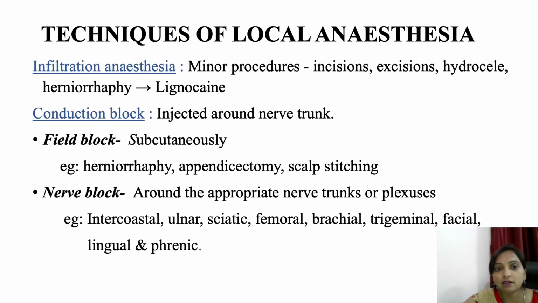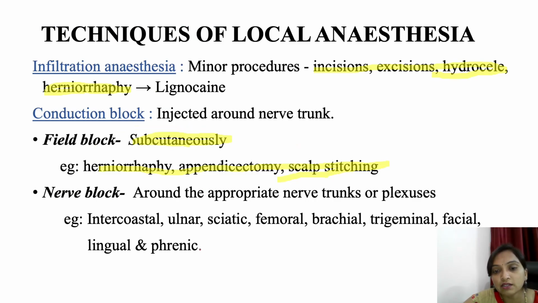So, technique: infiltration anesthesia is mainly used in minor surgery for incision and excision, hydrocele, herniorrhaphy. So in these conditions, infiltration anesthesia is used. Conduction block is where a nerve trunk is involved. It can be field block, where we give a subcutaneous injection, for procedures like herniorrhaphy, appendicectomy, lap surgeries, and scalp stitching. For all these, field block is preferred.